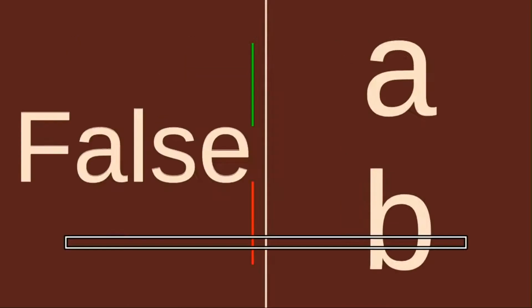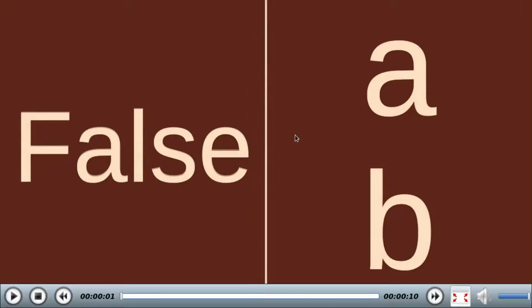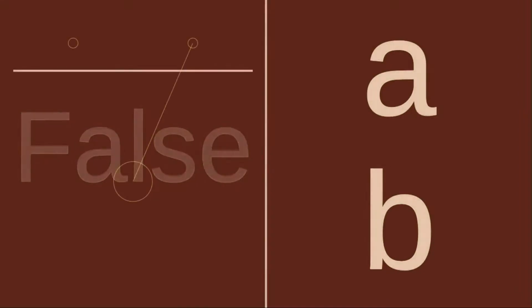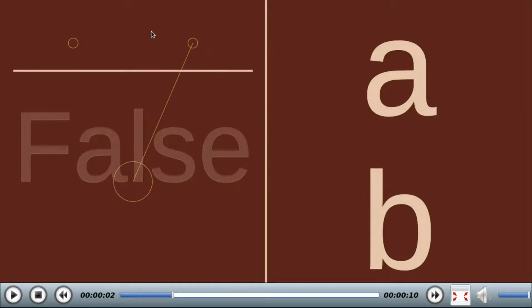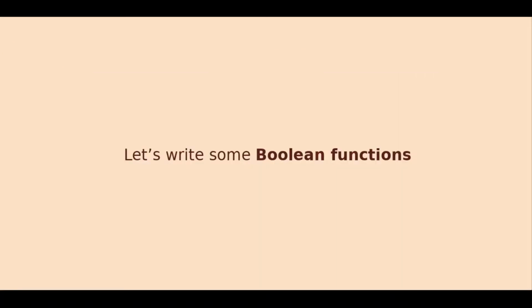Again, you see that if expands to an application of false applied to A and B, and what is false? False is this program right here. Then we can apply it, and as expected, it returns the other one, it returns B. So with that out of the way, let's write some Boolean functions.